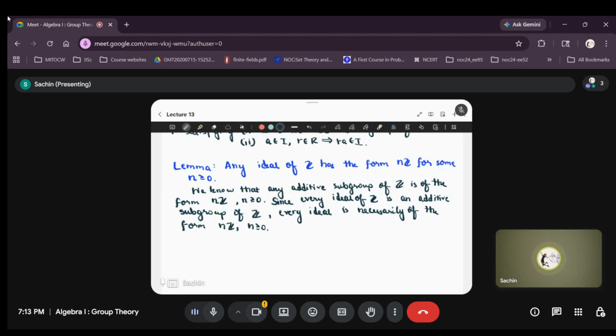And we also saw that using the ring homomorphism that maps an integer to its equivalence class, the kernel of that phi will be nZ. So every nZ is also an ideal. So we know every ideal of integers now. It is of the form nZ for n greater than or equal to 0.